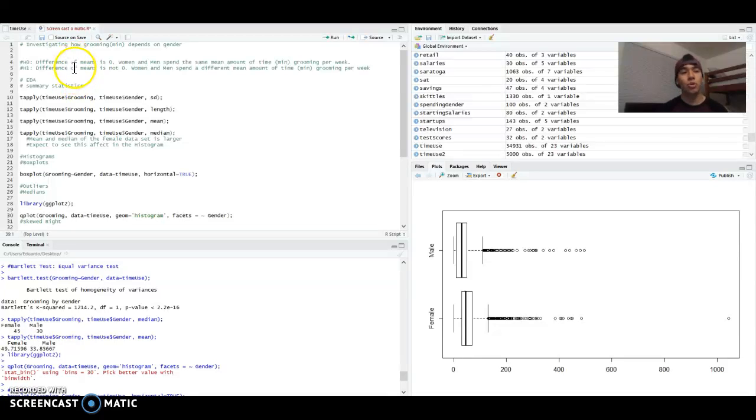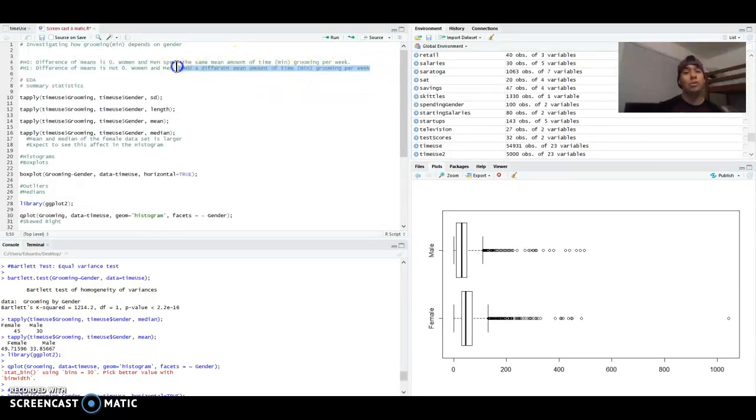Hello, my name is Eduardo, and I will be investigating how grooming, in terms of minutes, depends on gender, specifically male and female. So we start with our null hypothesis. Here, our null hypothesis is the difference of means is 0, and women and men spend the same mean amount of time grooming per week.